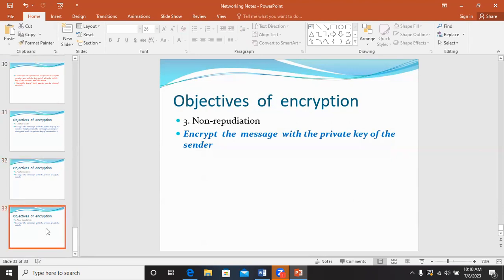The third objective is non-repudiation. Non-repudiation means if you send a message, you can't deny you are the one that sent it. How do we achieve that? The sender encrypts the message with the private key of the sender. Once the receiver can decrypt that message with the public key of the sender, it's over. You can't deny it. You can look for another excuse to say my private key was hacked. You can say something, but you cannot say you're not the one. So that's the third.